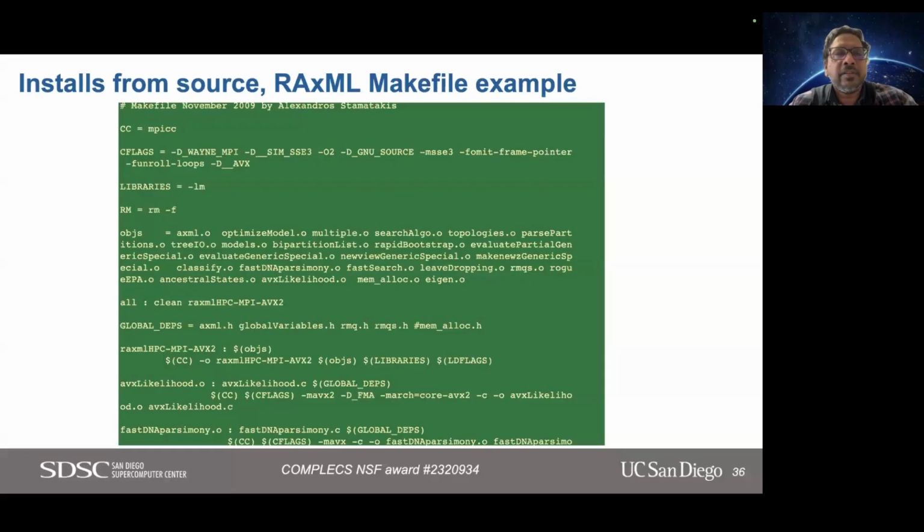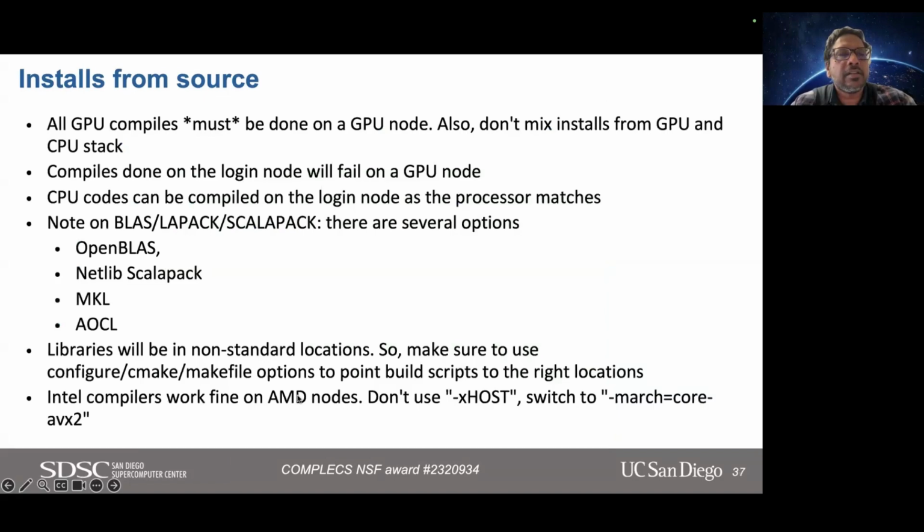The other way you can go from source is some codes will have makefiles, so they will let you set all these variables in a makefile. It's a little simpler than the configure, so if the code is not too complicated, it's easy to just change the makefile to do that. In this case, we are setting the C compiler to an MPI enabled one and setting a few C flags and essentially building using that compiler.